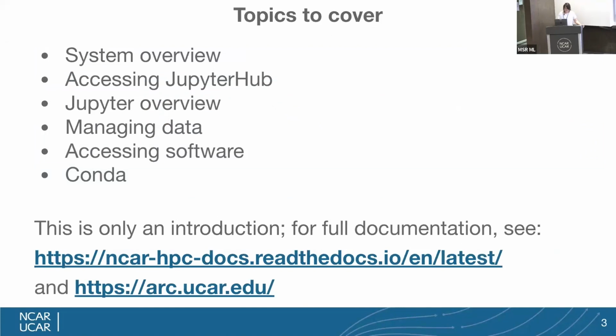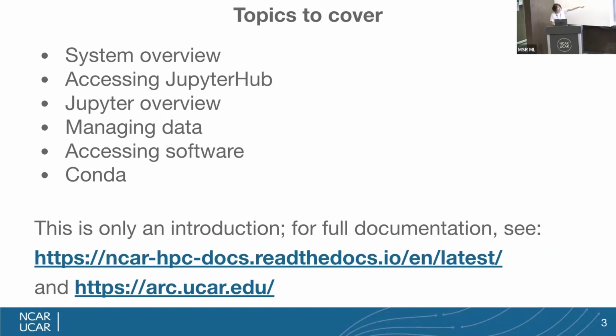Cool. So just some topics to cover. I'm going to do a quick rundown of a bunch of stuff, starting with what HPC we're dealing with here. We'll talk about accessing Jupyter Hub and little features about that. We'll go into what Jupyter Hub is and specifics of what you can do with it. We'll get a little bit into managing data, accessing software, and lastly, we'll get into Conda and start talking about what you can do with that and why you'd want to use it over something like Pip.